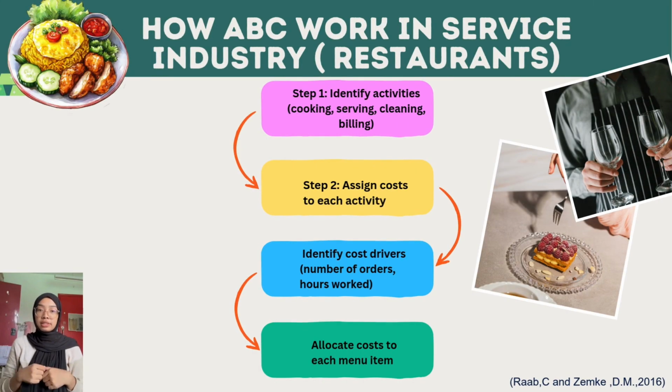So, how exactly is ABC applied in a restaurant? This process involves four steps. The first one is the restaurant needs to identify all of its major activities like cooking, serving, cleaning, and billing. Second, costs are assigned to each of these activities. Third, cost drivers are identified, which are the factors that cause the cost to increase, such as number of orders taken or number of hours worked. The last one is these activity costs are allocated to each menu item based on how much of each activity it consumes. This gives a far more accurate picture of profitability compared to the traditional method.